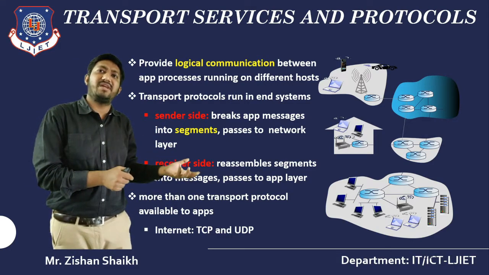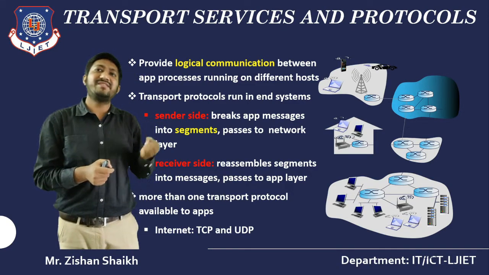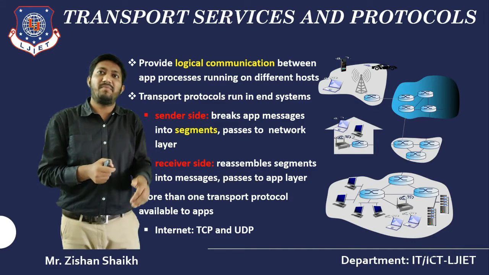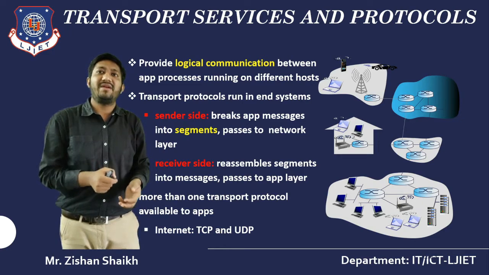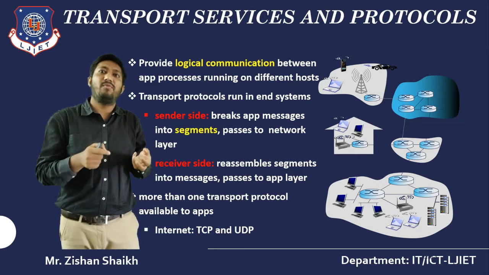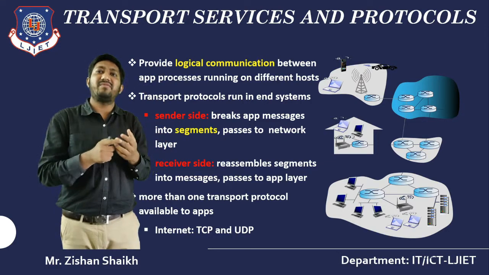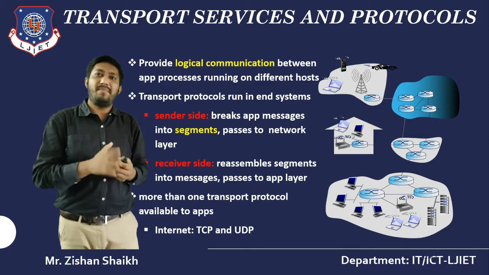Now, what processes are performed at the receiver side? At the receiver side, it takes the data from the network layer, because that is the bottom layer on the server side, below the transport layer. It combines that data in the form of segments, then prepares one piece of data and transfers it to the upper layer, that is, the application layer.